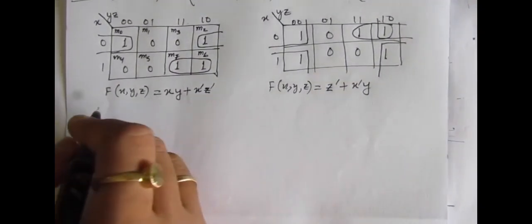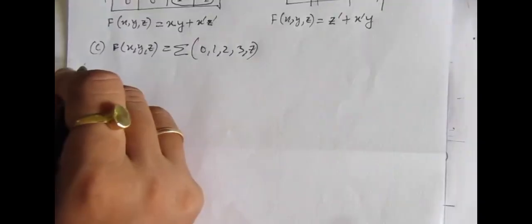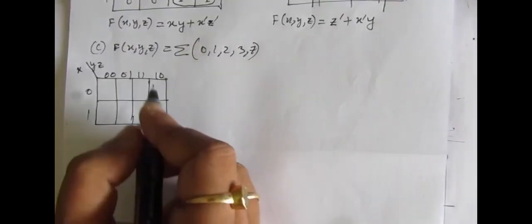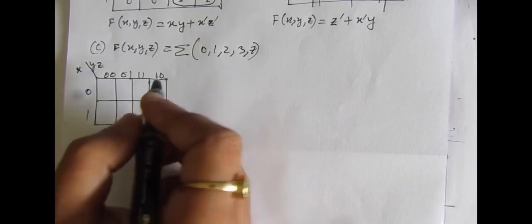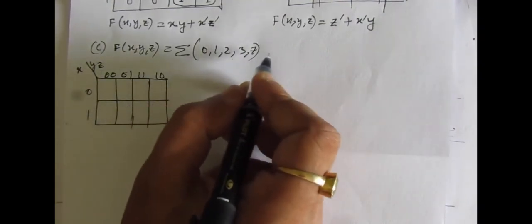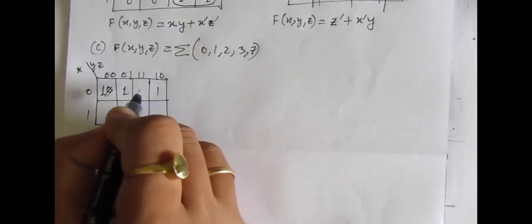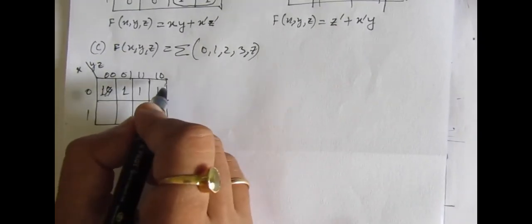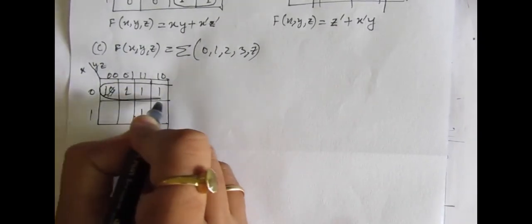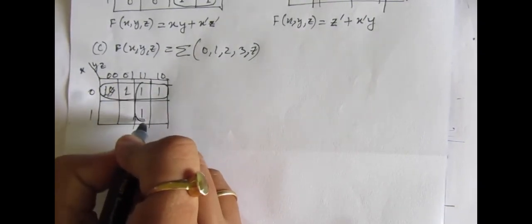Now let us go to the third part of the problem. Let us make the 3 variable map. This formation will be the same for all the problems for a 3 variable map. So we have 0, 1, 2, 3, 7. 0, 1, 2, 3, 4, 5, 6, 7. So from here we can take like this. This is one term and this is another term.